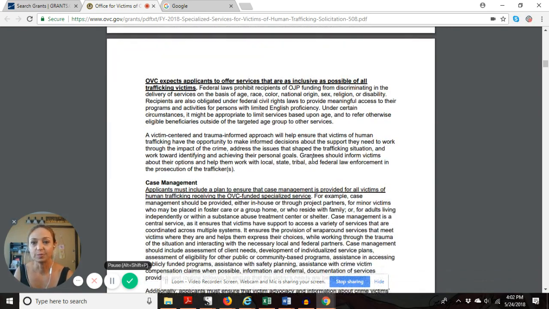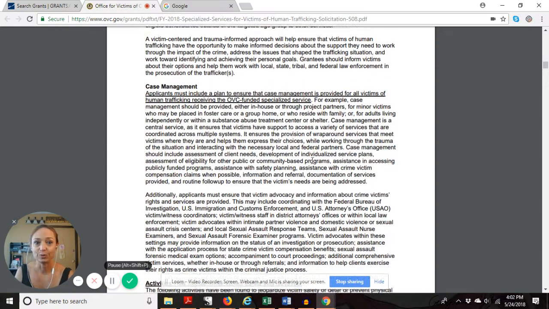And then it says OVC expects applicants to offer services as inclusive as possible for all trafficking victims. So of course you can't discriminate. So you need to show that you don't discriminate.